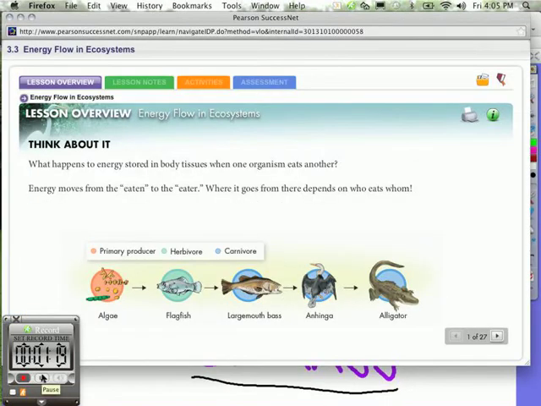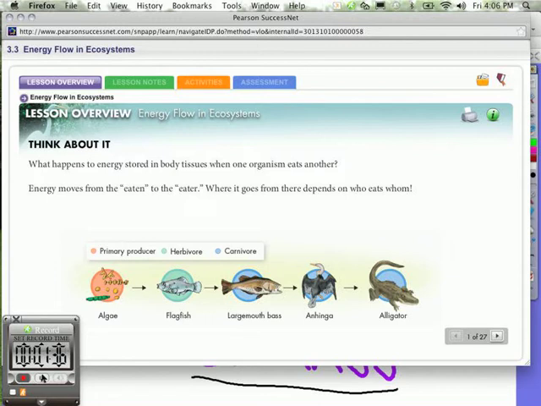It's a lesson overview, energy flow in ecosystems. Think about it. What happens to energy stored in body tissues when one organism eats another? Energy moves from the eaten to the eater. Where it goes from there depends on who eats whom.